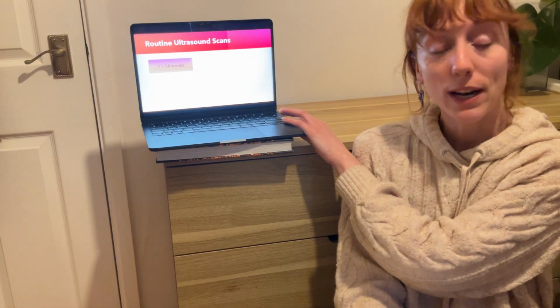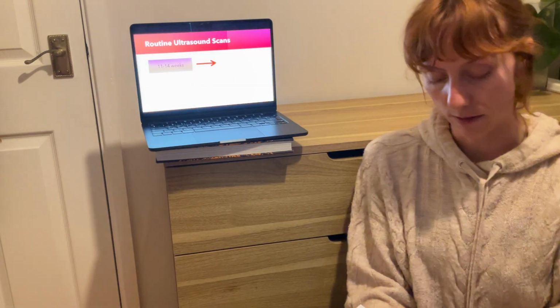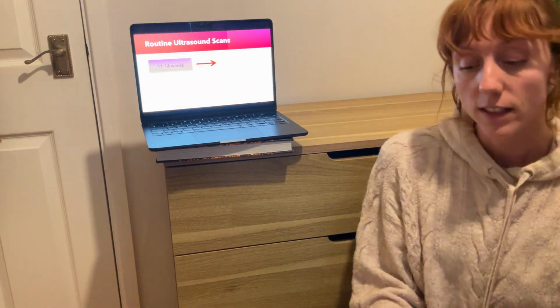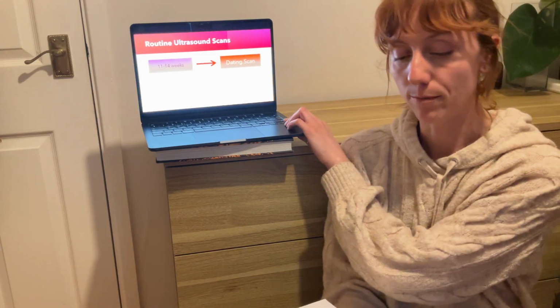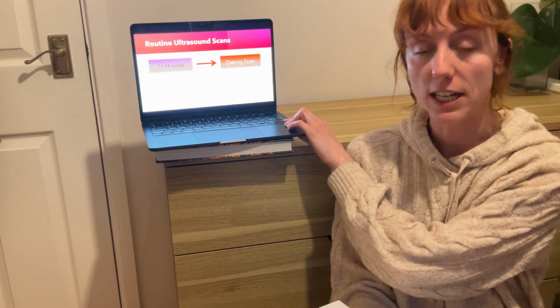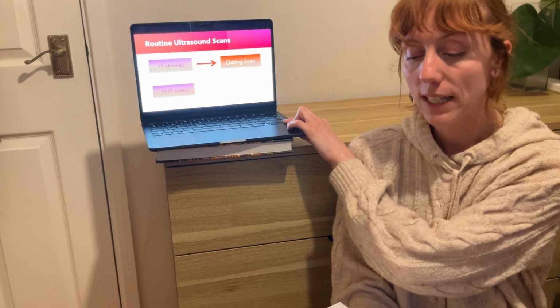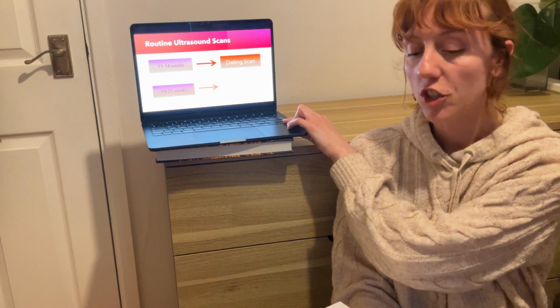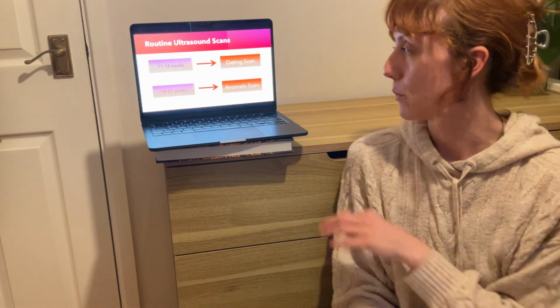In the UK, pregnant individuals are usually offered at least 2 routine ultrasound scans. The first, between 11 and 14 weeks, is also known as the dating scan. It confirms the gestational age and estimated due date. The second, between 18 and 21 weeks, is the anomaly scan, which checks the baby's development in more detail and looks for structural abnormalities.